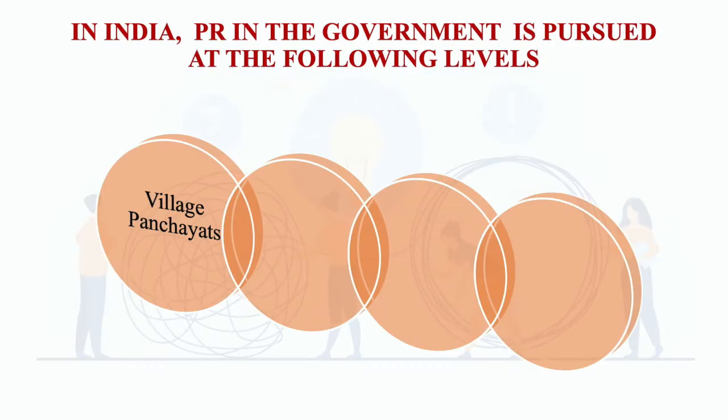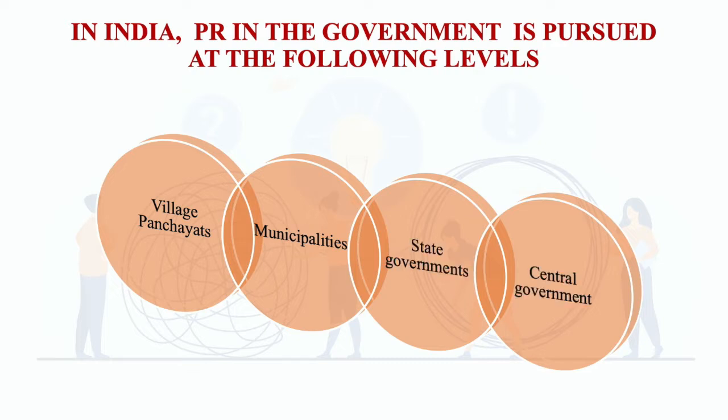So in India, public relations at the government level is pursued at four levels: village panchayats, municipalities, state governments, and central government. So let us take these one by one so that you understand what kind of tools or techniques they use to reach out to the people.